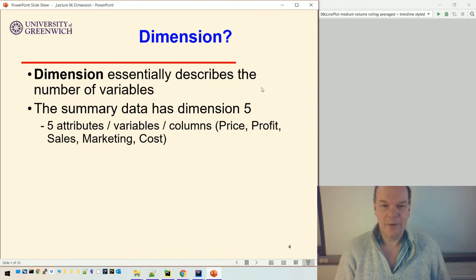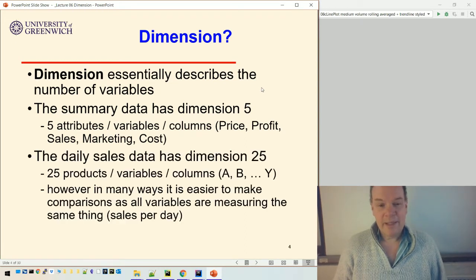You could just look at the number of columns, although of course you can transpose your data, so that's not always a good way of telling. But typically, when you've got the data in the form that you want it, it's going to be the number of columns. But it technically refers to the number of variables.